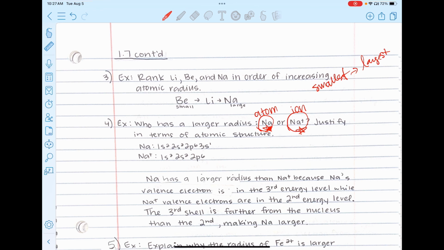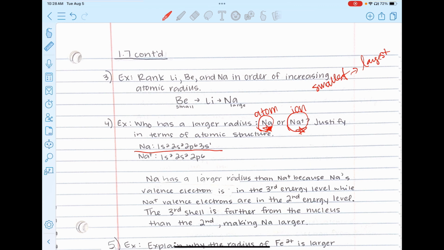And this is a comparison as we looked at before. You're told to justify your answer in terms of atomic structure. Okay, so the first thing I want to do when we're dealing with an ion, always go back to your electron configuration. Electron configurations, right, give us so much information on our valence electrons and how they are removed to form an ion. So first of all, sodium's electron configuration, 1s2, 2s2, 2p6, 3s1.